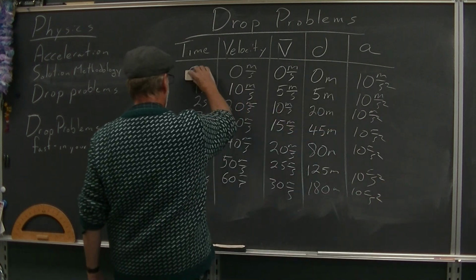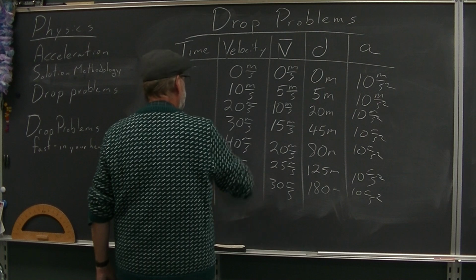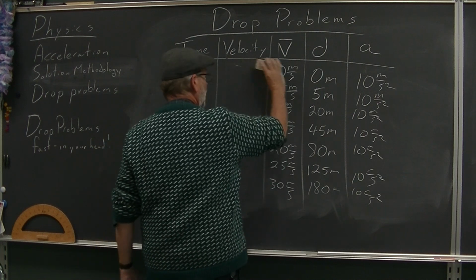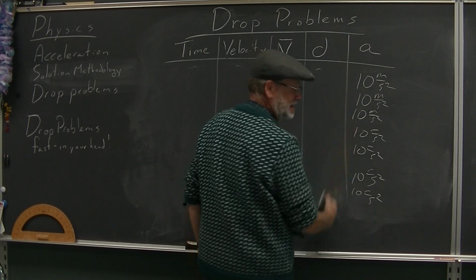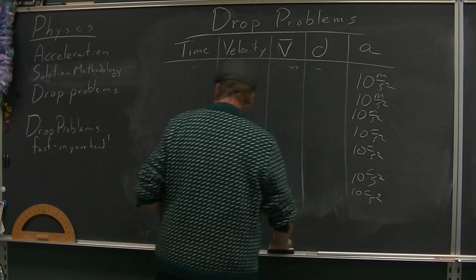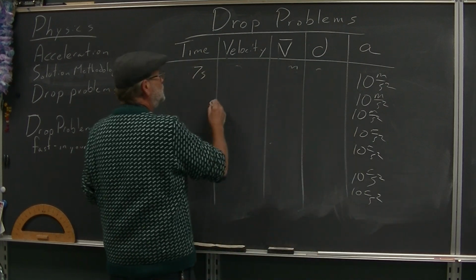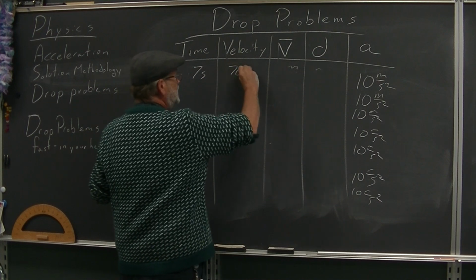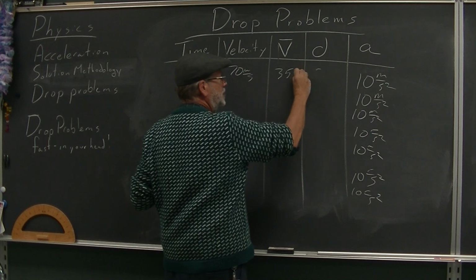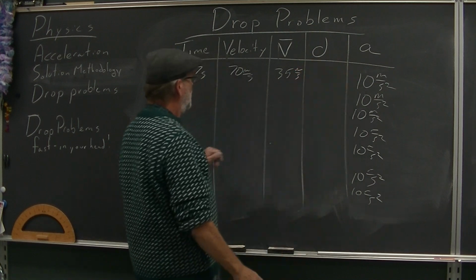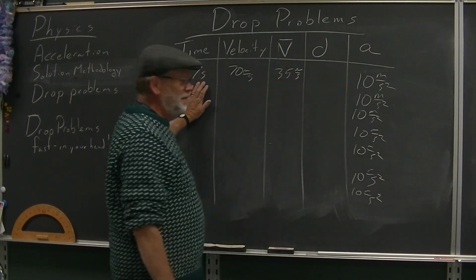So I'm going to erase this for convenience sake so I can keep moving on. Not going to erase that. That never changes. So we're at 7 seconds. Now my velocity is 70 meters per second. What's my average velocity? Half of it, 35 meters per second. What distance? Well, what's 35 times 7?